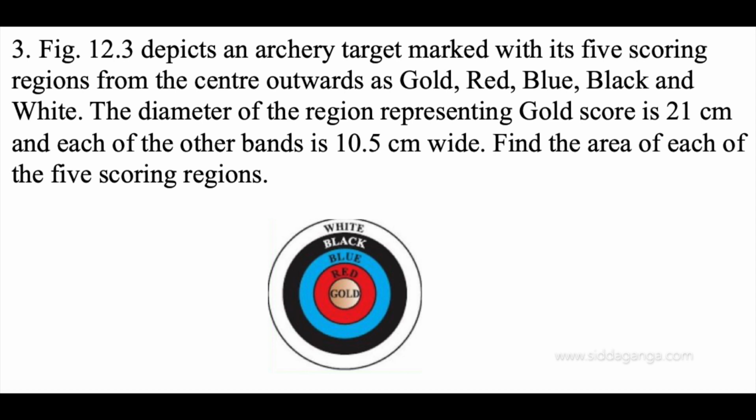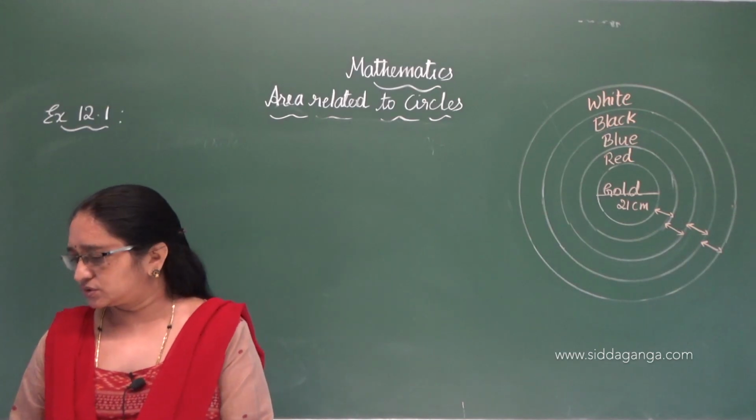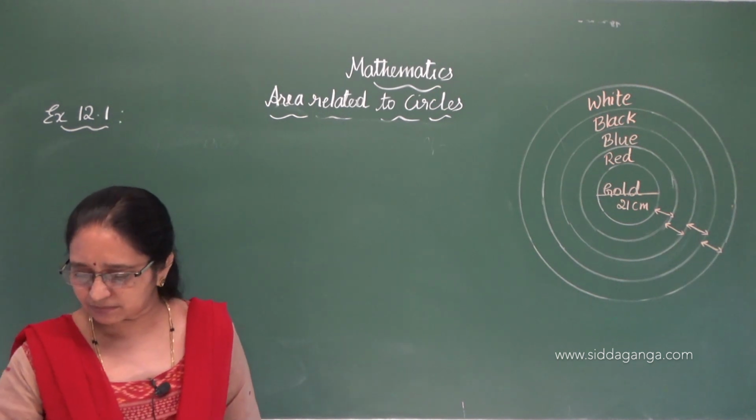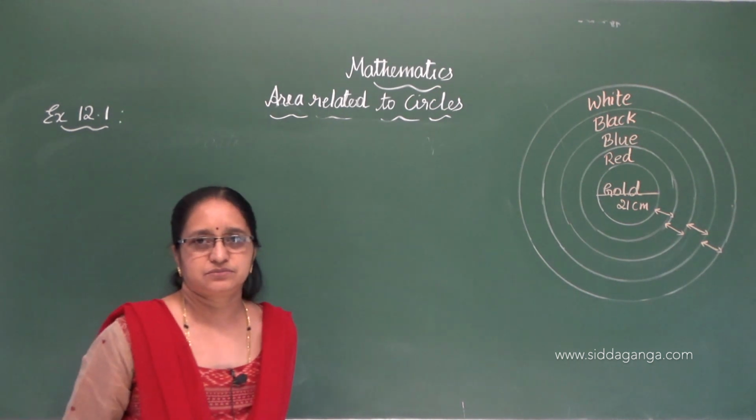So this diagram depicts an archery target marked with its 5 scoring regions from the center outwards as gold, red, blue, black and white. The diameter of the region representing the gold score is 21 centimeter and each of the other bands is 10.5 centimeter wide. Find the area of each of the 5 scoring regions. So this is somewhat a lengthy problem, but it's very easy to understand.